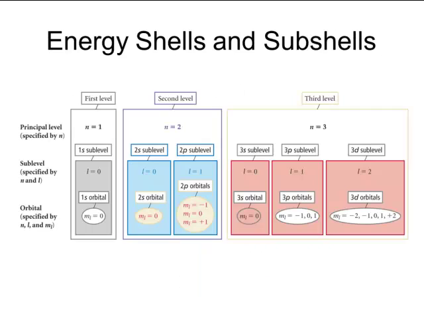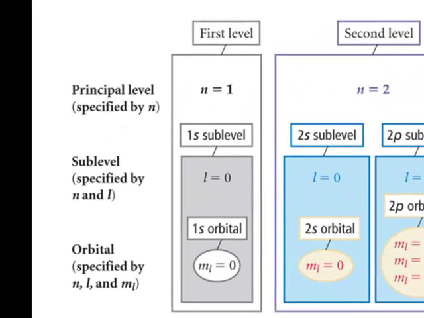We designate those 2 different types of spin as spin up, the plus 1/2, and spin down, the minus 1/2. So when we put these all together, if I have the principal quantum number n equals 1, then I can only have L equal to 0, which is an S subshell. Within that S subshell, I can only have 1 orbital, because m sub L can only be 0. Within that orbital, I can have 2 electrons. One could be spin up, one could be spin down.